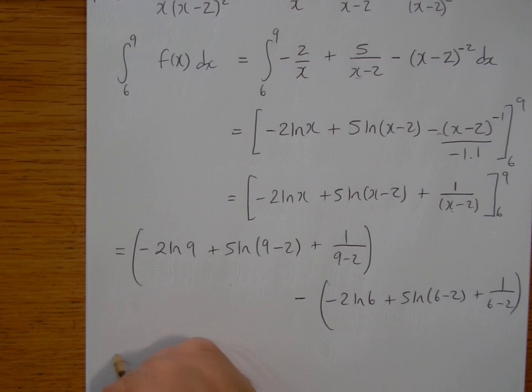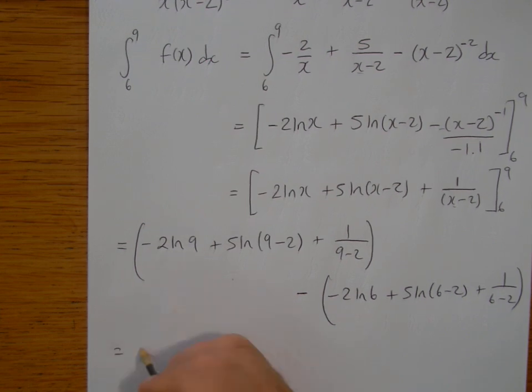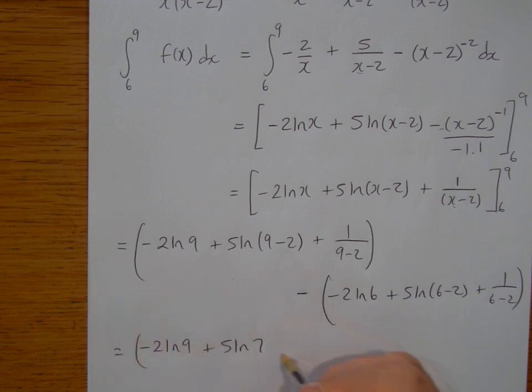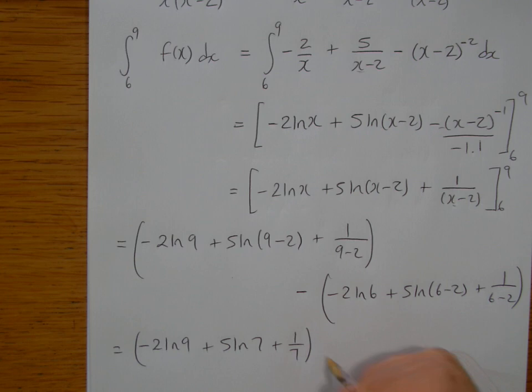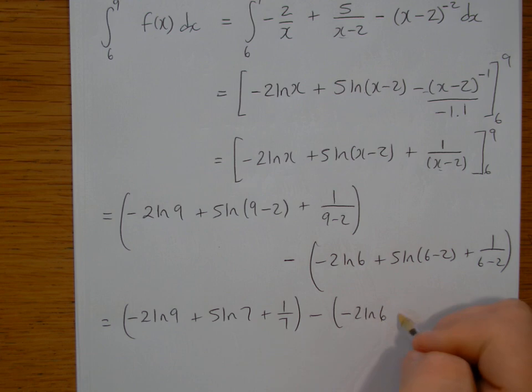Perhaps before we type it into a calculator, we'll make this a little bit nicer. So minus 2 ln 9 plus 5 ln, that's 7, isn't it? And then plus 1 over 7 as well. Then we've got to take away, in a bracket, minus 2 ln 6 plus 5 ln 4, and then plus 1 over 4.